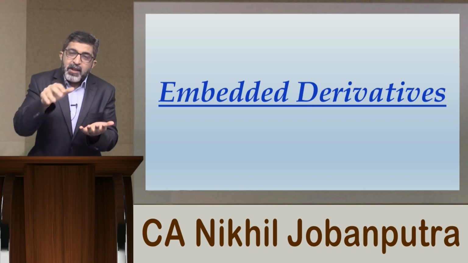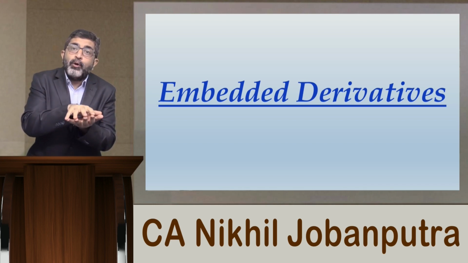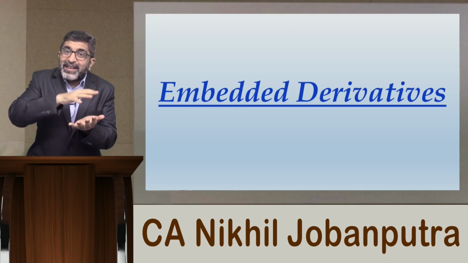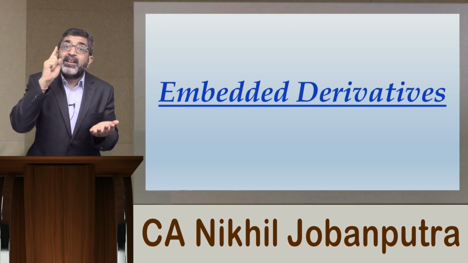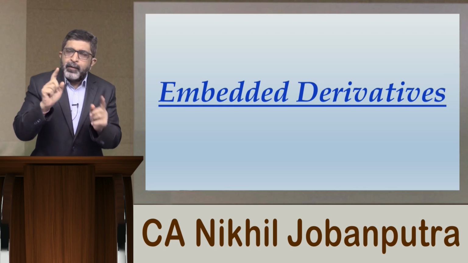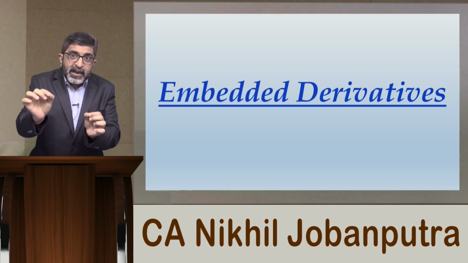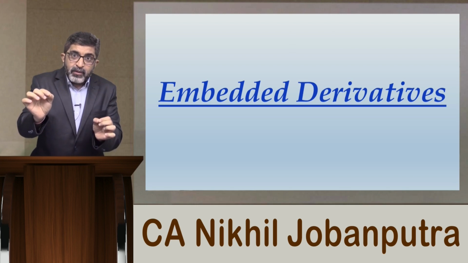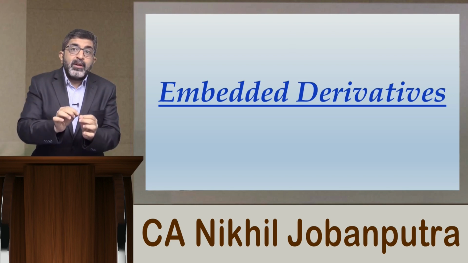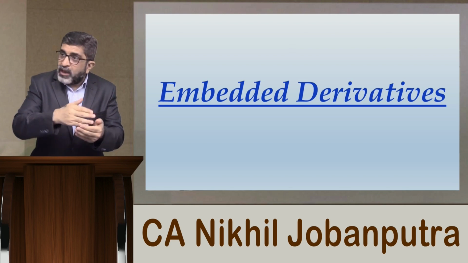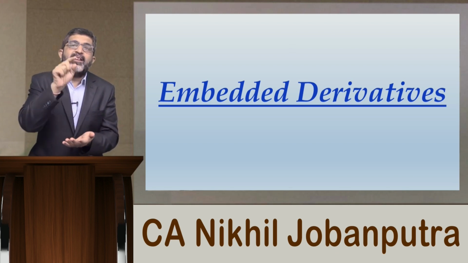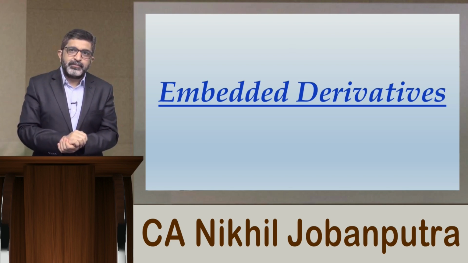It is a derivative, but it is part of that host contract. It cannot be detached from the host contract and traded or settled separately. From an accounting viewpoint, you may account for that embedded derivative separately, correct? But from a settlement viewpoint, you cannot settle it separately. That is why it is called an embedded derivative.